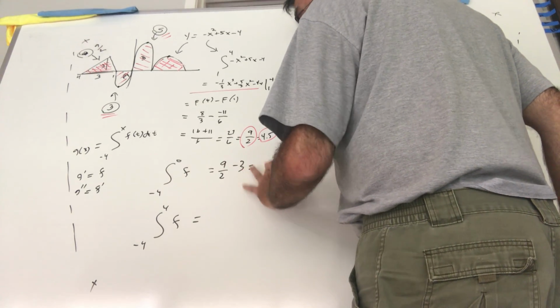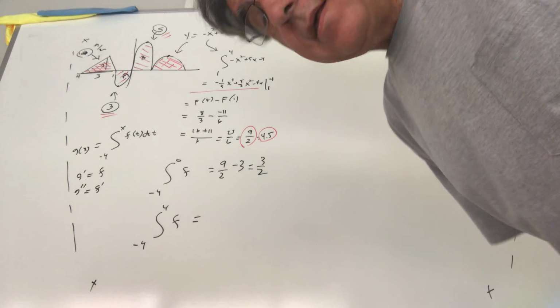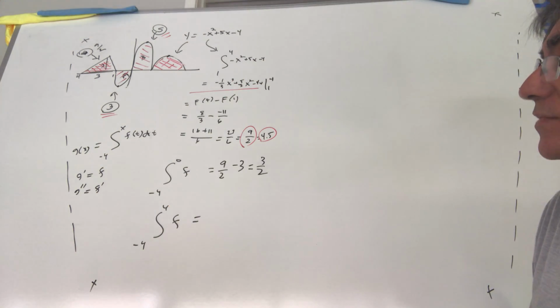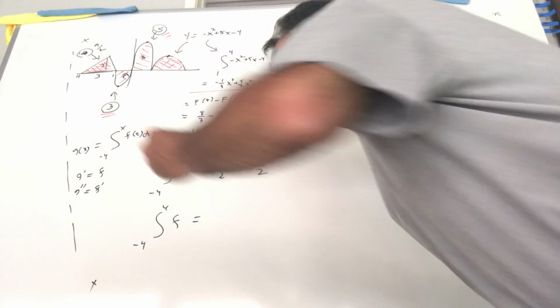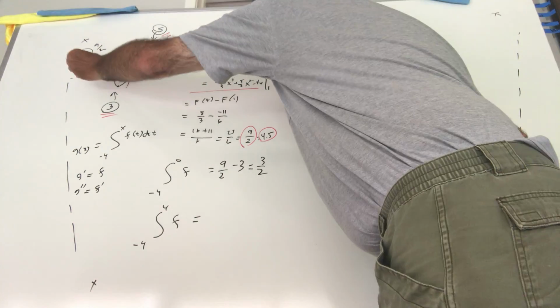So that's going to be 3 halves. Sorry about that. Yes, that triangle there does not have a base of 4. It has a base of 3. It goes out to negative 4 and to negative 1, so the distance there is 3.